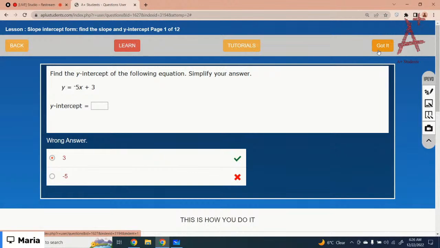Oh, you have to find the y-intercept of the equation, not the slope. Got it? So the y-intercept of the equation is 3. Just select the correct option and click on the OK button.